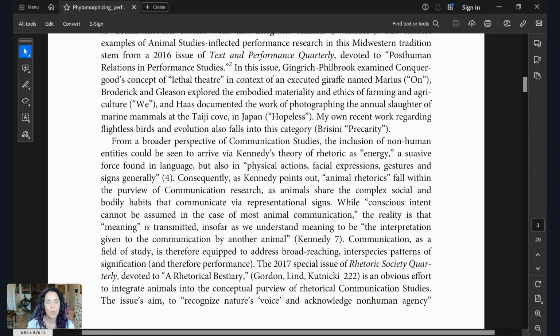Broderick and Gleason explored the embodied materiality and ethics of farming and agriculture, and Haas documented the work of photographing the annual slaughter of marine mammals at Taiji Cove in Japan. My own recent work regarding flightless birds and evolution also falls into this category.